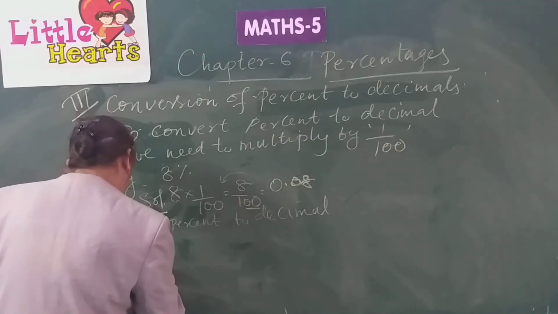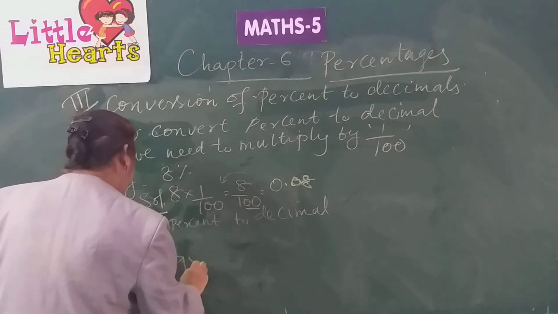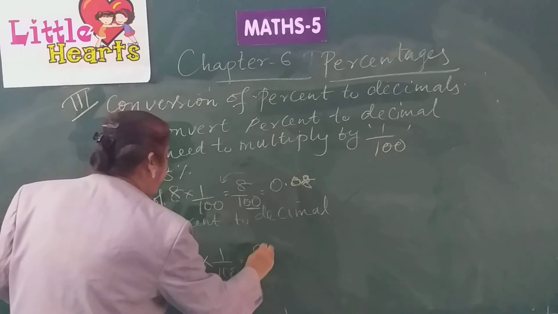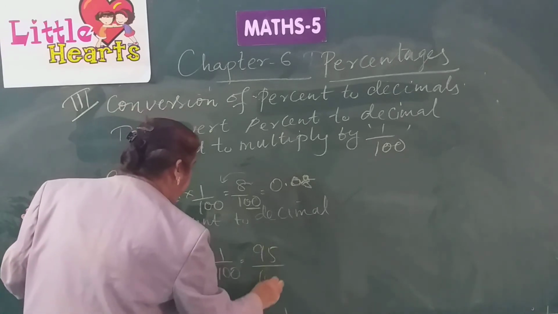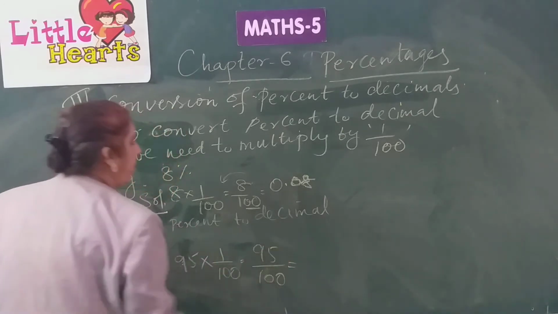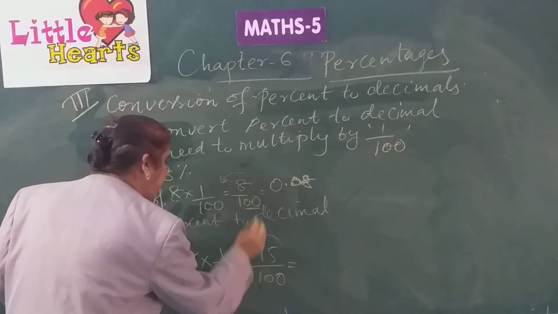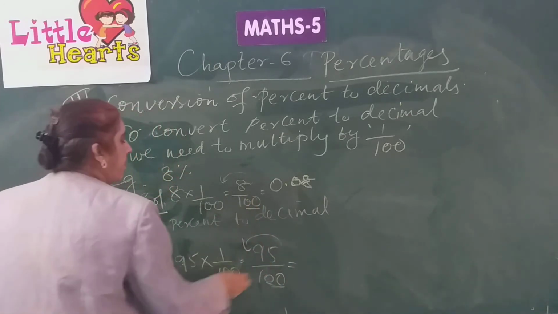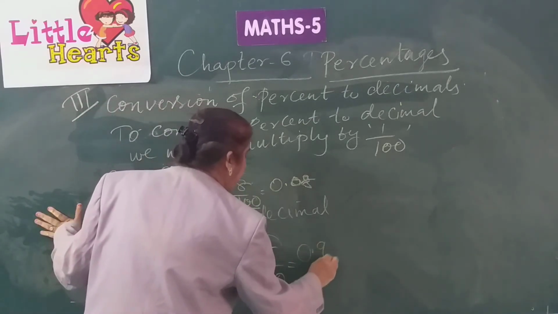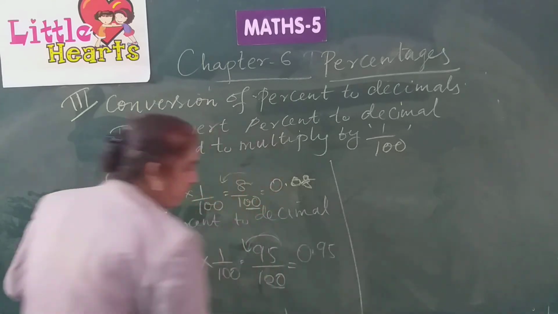Convert percent to decimal, 95%. Remove the percent symbol, multiply by 1 by 100. 95 into 1 by 100. 95 into 1 is 95 by 100. Now the decimal should be kept 2 digits from right, as 2 zeros are there. So 0.95.